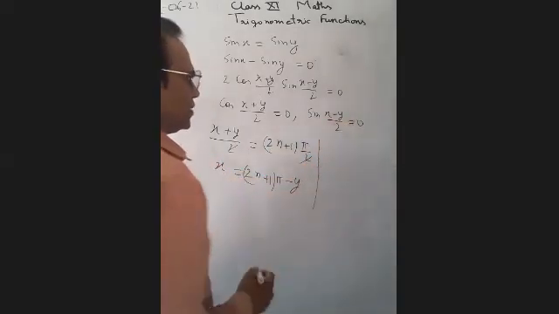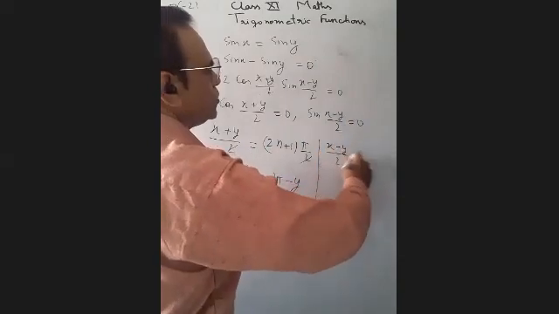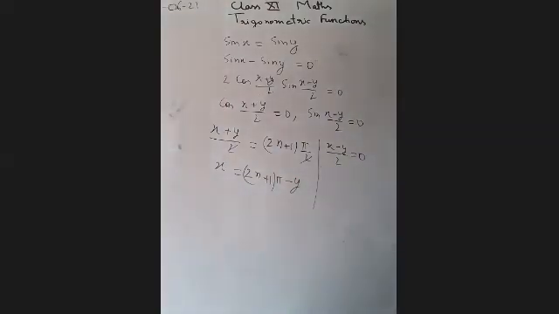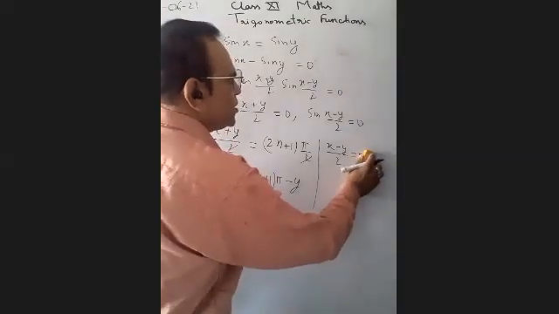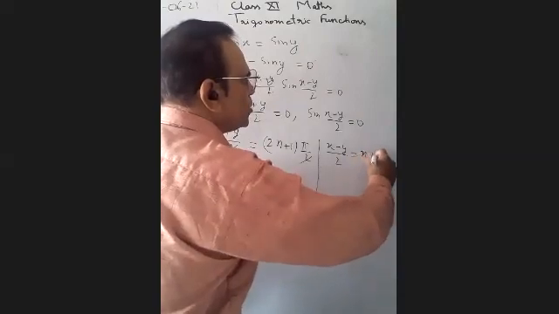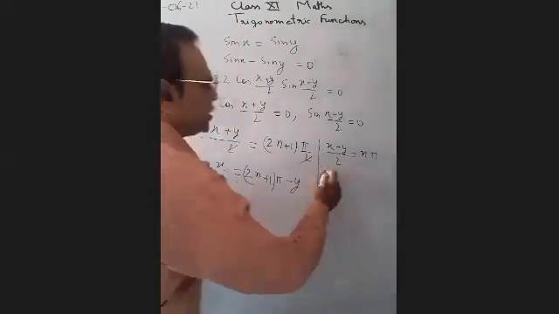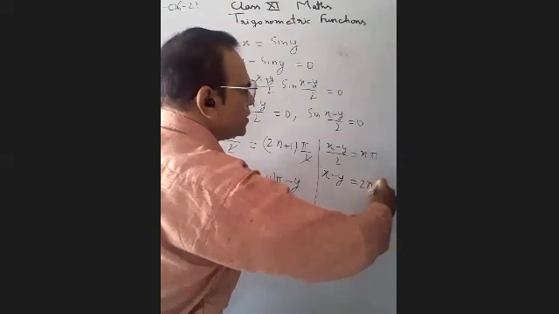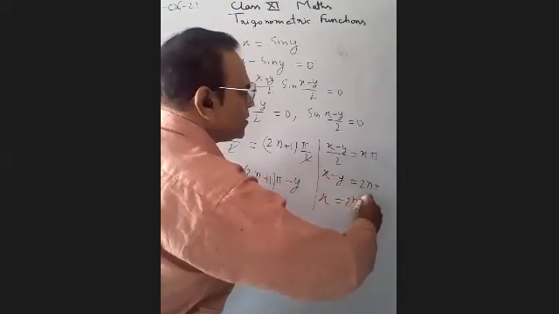Similarly, in case of sin x equal to 0, the solution is x is equal to n pi. In this case, we have (x minus y) upon 2, and it should be equal to n pi. These two formulas we have proved just now. Now we are using these formulas. x minus y is equal to 2n pi. Then x is equal to 2n pi plus y.